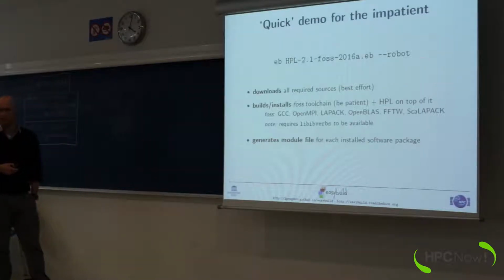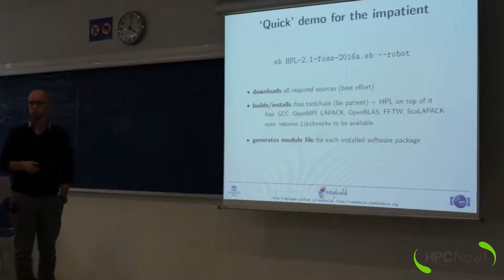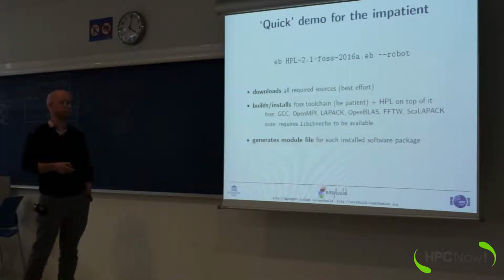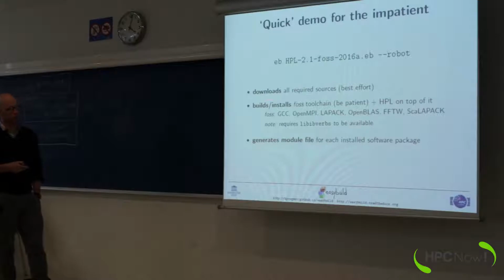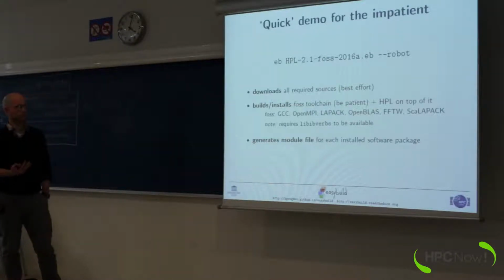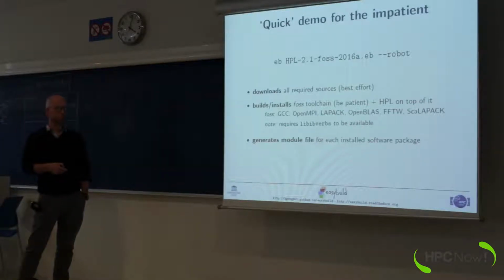And then the robot on the end is basically telling it to resolve all the dependencies, and if necessary, build those dependencies. So the first thing it will do is download any required sources. It does this on a best effort basis. If you can't download it freely online, then it won't be able to do that, but it will do its best. And if you need to get the source manually, you just need to put it either in your current directory or in another shared location, and it will pick it up.